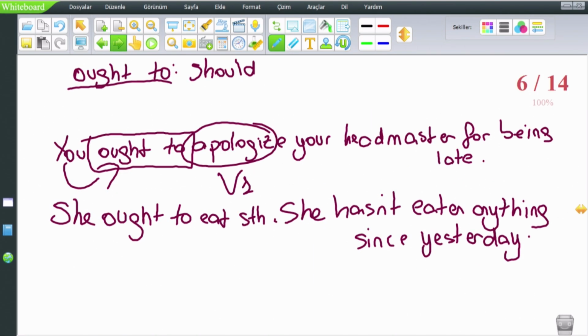Okay, then we talked about ought to, which has the same meaning as should. You ought to apologize to your headmaster for being late. Again, all of our modals have the same structure, the same place in our sentence. She ought to eat something. She hasn't eaten anything since yesterday. I could also replace ought to with should in these sentences.